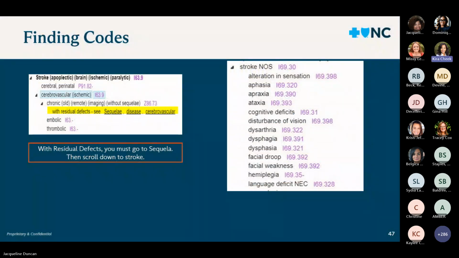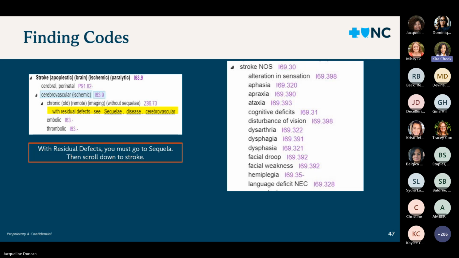If you look up stroke in the alphabetic index of your book or encoder, you can get a list of the sequela to check in the tabular list. Remember, I63 is for acute stroke being presently diagnosed. We want the I69 sequela codes. You must click on sequela, then scroll down to stroke.